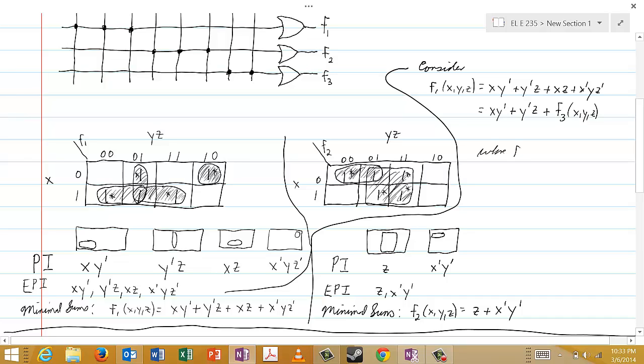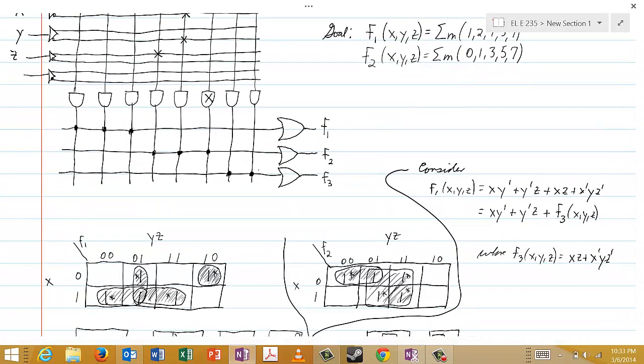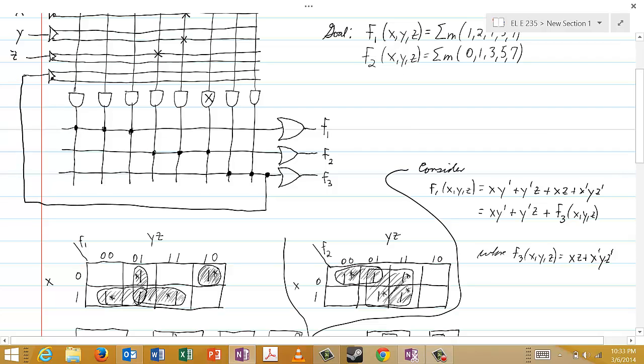where F3 of XYZ is equal to XZ or X prime Y Z prime. And this will give us the solution to our problem, because if we do things in this way, then F3 here is the sum of two terms, which is just what we want here. And then F1 will be the sum of three terms, XY prime or Y prime Z or F3. So what we need to do to finish up making our connections is make a connection here, and we're going to feed back F3 into this last input line.